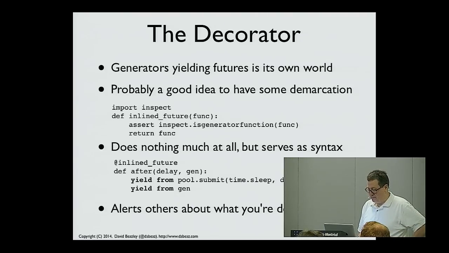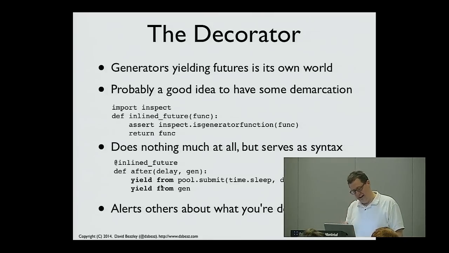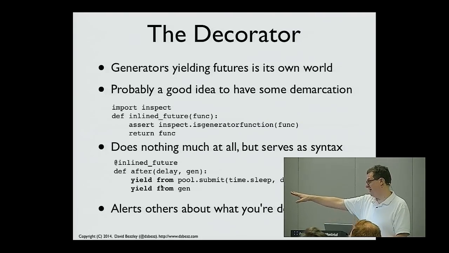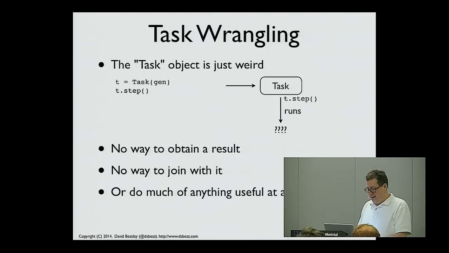So what I have here is essentially a decorator where you give me a function, it asserts that it's actually a generator function and it just returns itself. The point of this is purely syntax. You drop it on the front of a function saying, hey, this is an inline future, and then you use yield from. The only point of doing that, basically, is to alert everybody else that you're doing something insane in there. It's just saying, look, this is that. It's a little bit of notation. So you're going to do that.